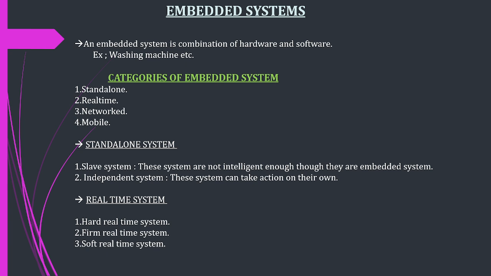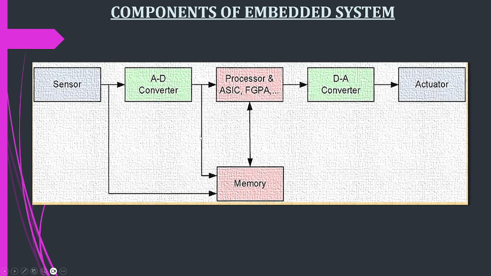Next, in real-time embedded systems, we have three types: hard real-time, firm real-time, and soft real-time systems. Next, move to the components of an embedded system. There are components like sensor, analog to digital converter, processor and FPGA, digital to analog converter, and actuator. The memory is connected to the processor. There should be an input at the sensor side and an output at the actuator side.